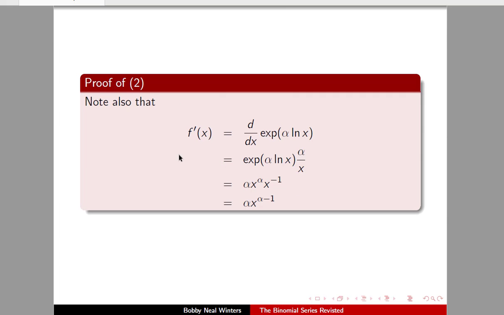To prove part 2, note that we take the derivative of f. That means we take the derivative of the exponential of alpha times the natural log of x. By the chain rule, it's equal to the exponential of alpha times natural log of x, times alpha over x. Alpha over x is just alpha times x to the negative 1 by a notational convention, and there we have it. In the last 2 lines we are done. All right.